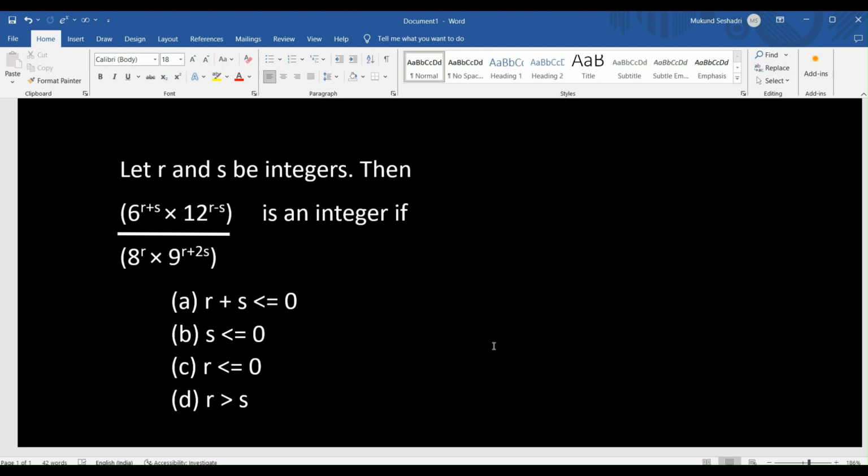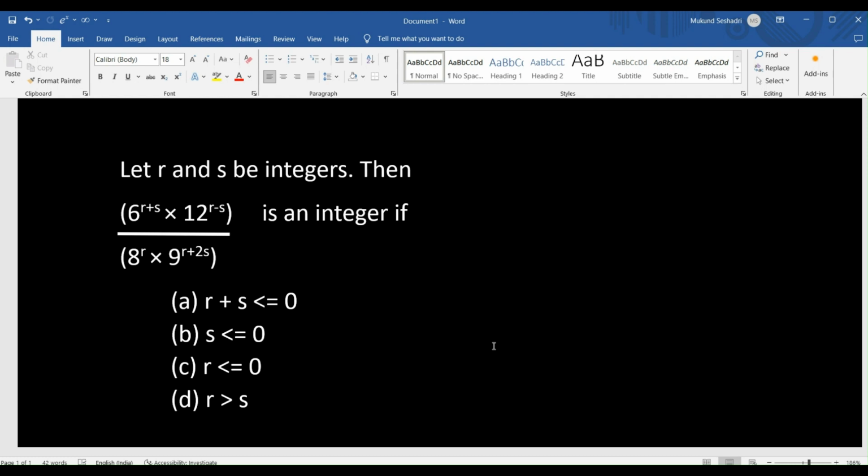We have another interesting problem in front of us. Let r and s be integers, then 6 to the power r plus s into 12 to the power r minus s, divided by 8 to the power r into 9 to the power r plus 2s, is an integer if. It's a multiple choice question. If r plus s less than or equal to 0, or s less than or equal to 0, or r less than or equal to 0, or r greater than s.